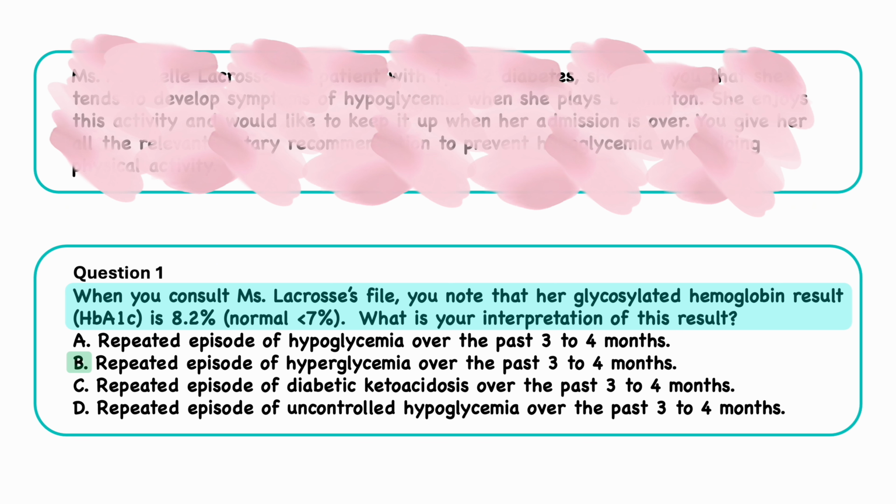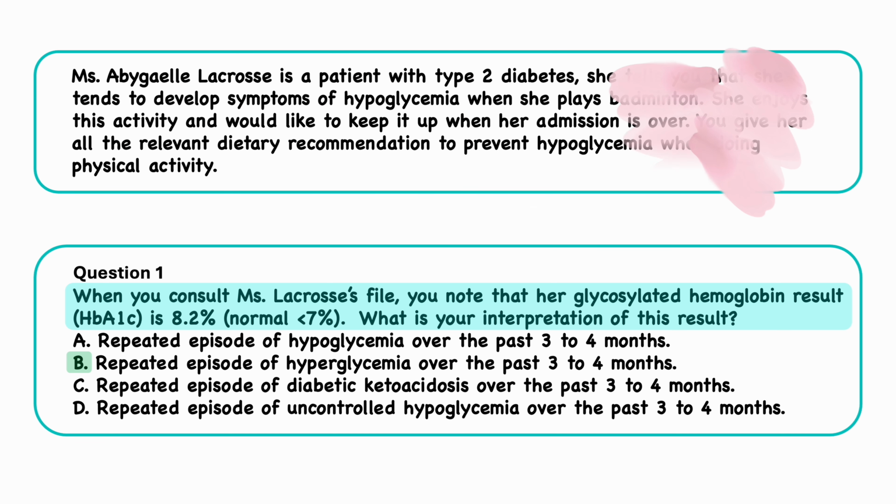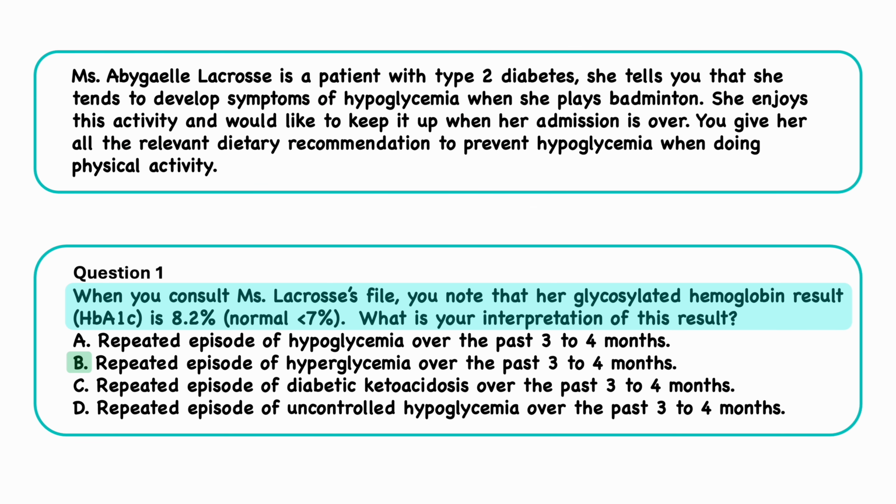The correct answer is B. Repeated episodes of hyperglycemia over the past 3 to 4 months. A1C reflects average blood glucose levels over the past 3 to 4 months. As you can see, the question itself contained all the information needed. No scenario required. Now, let's review the full scenario before moving on to the next question.